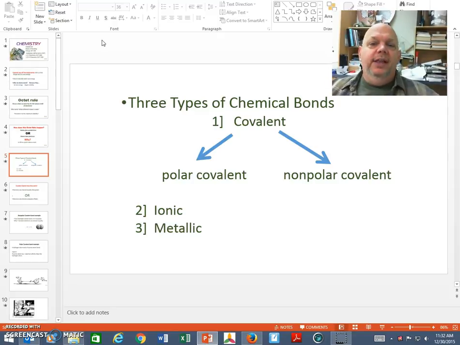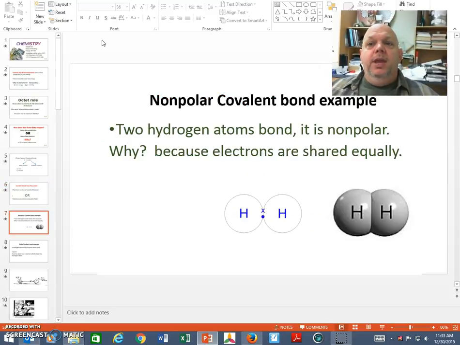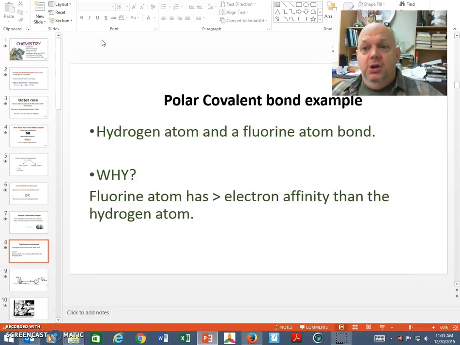We looked at the kinds of chemical bonds that there were. We went with covalent, ionic, and metallic. And covalent, you can have polar covalent, nonpolar covalent, and covalent bonds, we talked about how they work, sharing of electrons, whether it's equally or non-equally. That's where we get nonpolar and polar. We looked at the nonpolar covalent bond example. It's like the 2 hydrogens, nonpolar because it's shared equally.